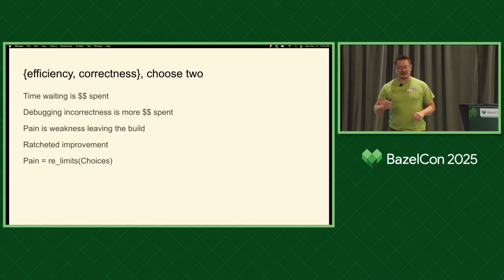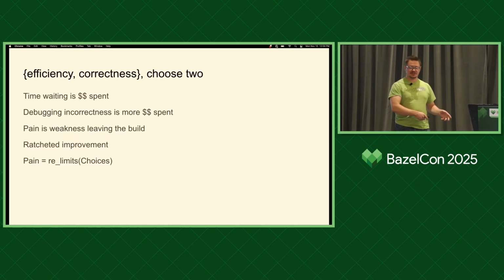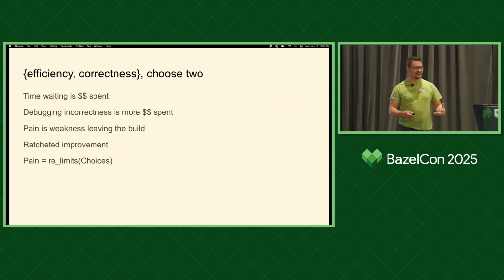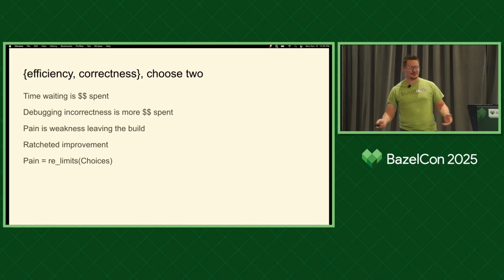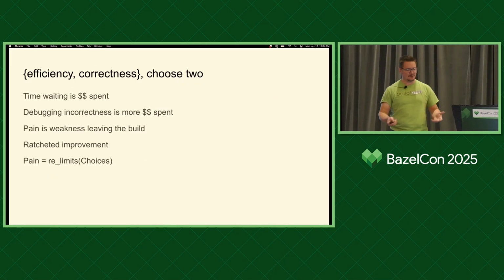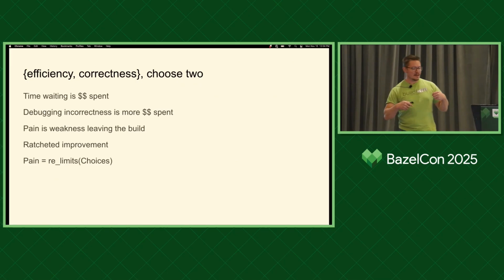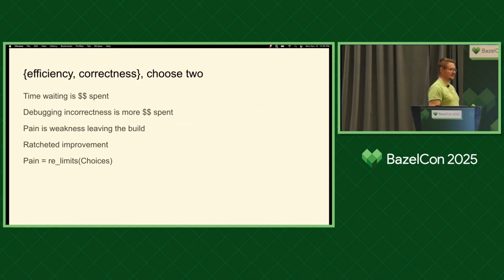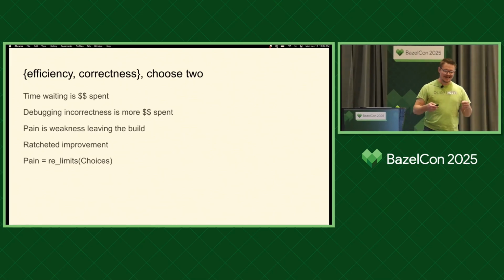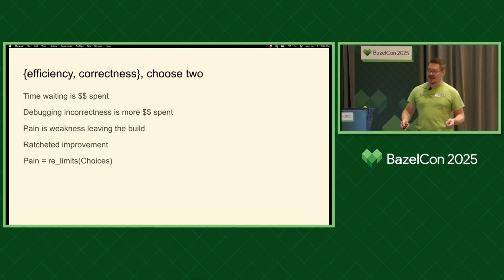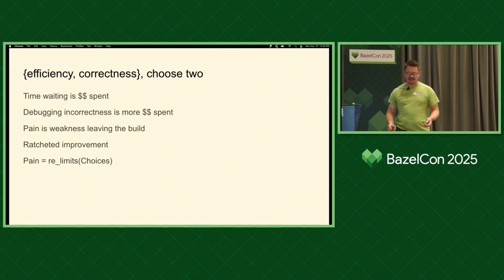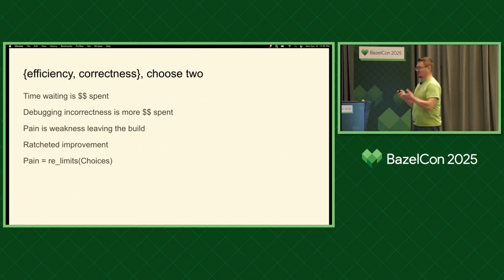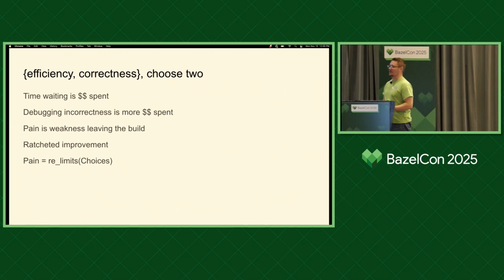With remote execution, we end up with efficiency or correctness, choose two. This is not as common a presentation of Bazel's motto, the fast and correct, choose two, as many people would be able to recognize today. But the point is that time waiting for your build, time waiting for the results, time waiting for any answers associated with how your build process is going is money spent. Debugging the incorrectness associated with your build is more money spent. And what you should expect as a consequence of trying to reach into remote execution, reach into remote caching, is pain.